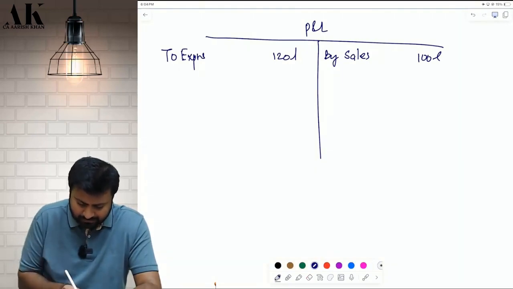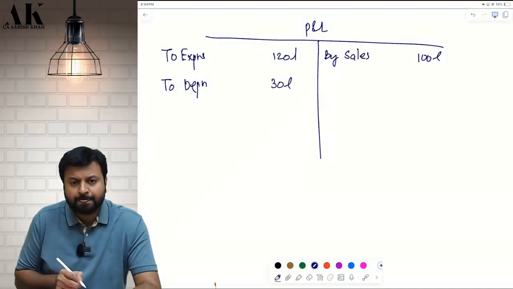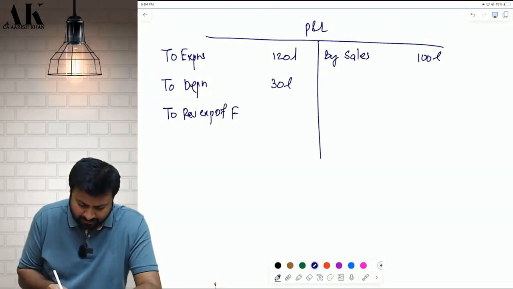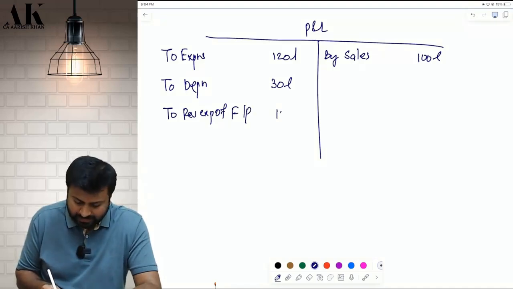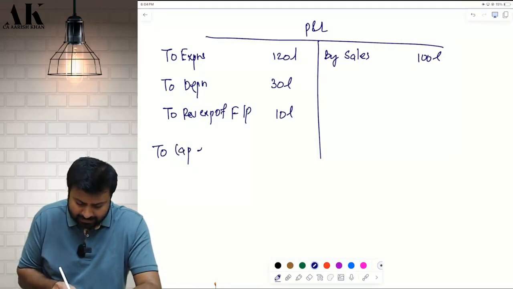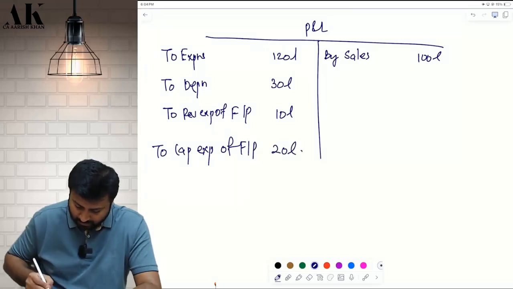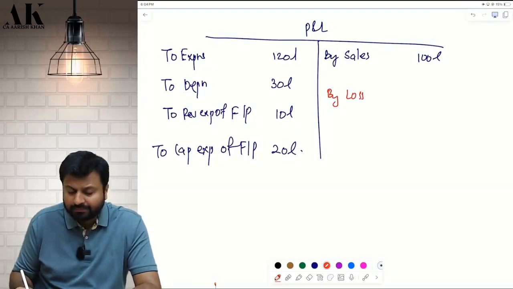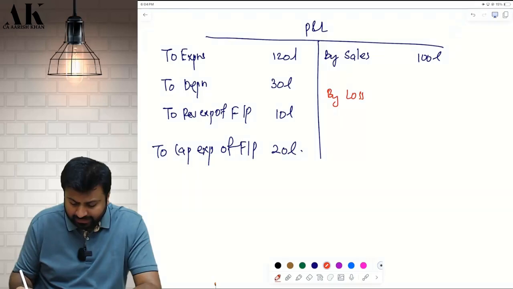Now suppose there is some depreciation over here, 30 lakhs depreciation. Then there is revenue expense of family planning, say 10 lakhs. And then there is capital expense of family planning, say 20 lakhs. So overall how much loss is there to the company? 20, 30, 50, 60, 80 lakhs loss is there.